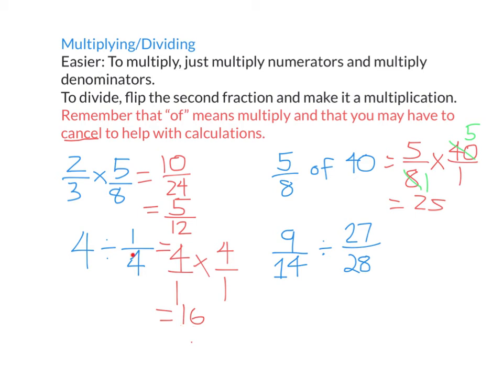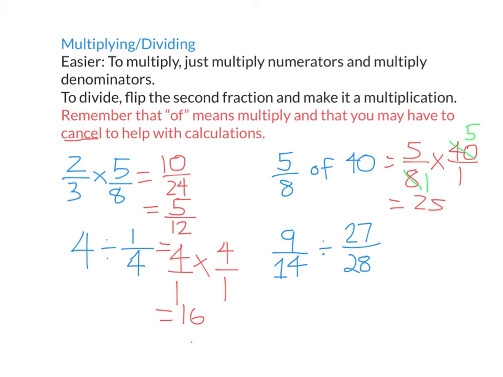Because this is saying how many times does a quarter go into 4? A quarter goes into 1 4 times. So it goes into 2 8 times, 3 12 times, and it goes into 4 16 times. Let's look at this last example here. So fraction divided by a fraction. You always leave the first fraction the same.